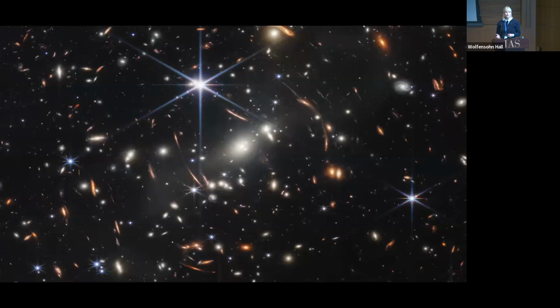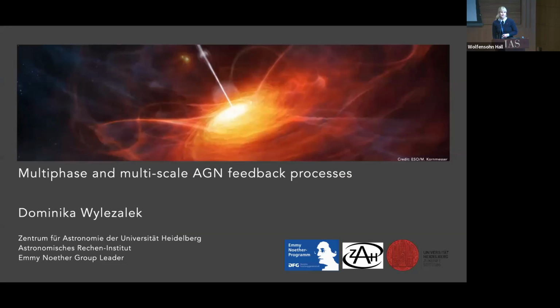What's most striking to me when I look at this image is that this image would probably look very different if supermassive black holes didn't take an active part in galaxy evolution and shaping many of the galaxies that we see in this image. This is what motivates my work, and this is also what my talk will be about today: multi-phase and multi-scale AGN feedback processes.